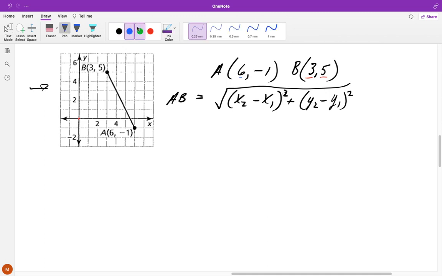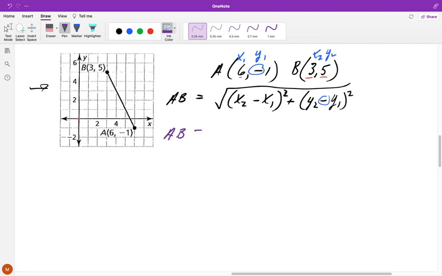Now, if we're going to have these x2s and y2s, we're going to have to label them. I'm purposely labeling this one x1, y1, just because I want to practice what happens when we have a minus for a number that we need to make sure that we're doing. So then we have x2 and y2. So now I'm going to plug it in.